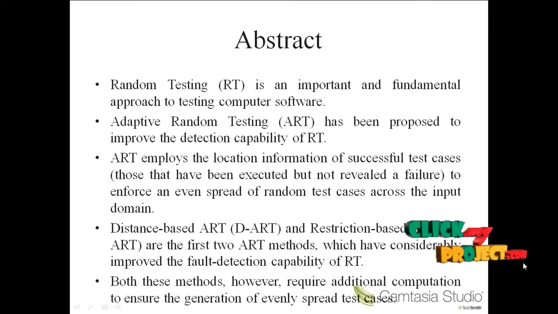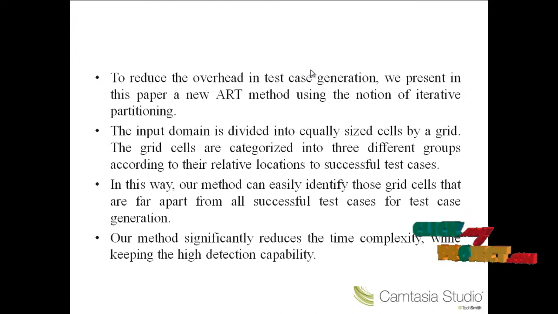Both these methods, however, require additional computations to ensure the generation of evenly spread test cases, and thus increase the overhead in test case generation. We present in this paper a new adaptive random testing method using the notion of iterative partitioning. The input domain is divided into equally sized cells by a grid. The grid cells are categorized into three different groups according to their relative locations to successful test cases. In this way, our method can easily identify those grid cells that are far apart from all successful test cases. For test case generation, our method significantly reduces the time complexity while keeping the high detection capacity.